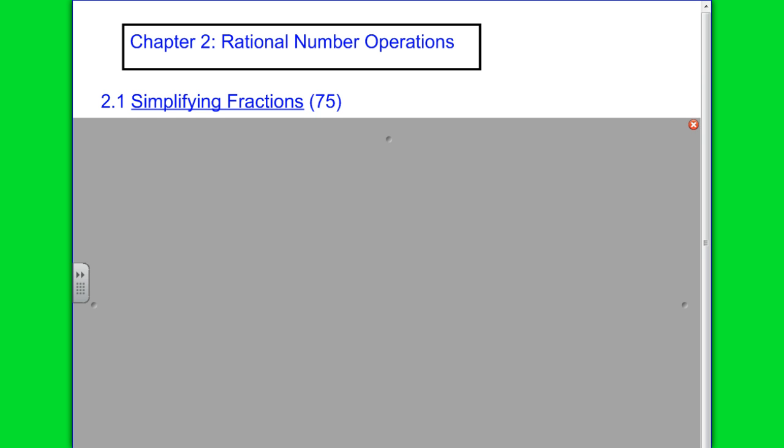When we say rational numbers, we're talking about what kinds of numbers? Rational is ratios, which are, what do they look like? Fractions.